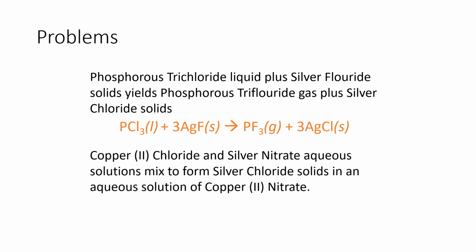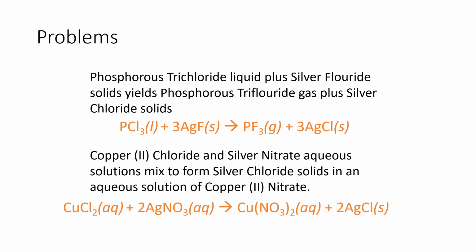So the second one, copper 2 chloride. All right, copper 2 means it's Cu2+, chloride 1-, so the formula is going to be CuCl2. Silver nitrate. Silver's Ag+, nitrate is NO3-, so AgNO3. Both of those are aqueous. They form silver chloride, which we know from above is AgCl as a solid, plus copper 2 nitrate, which would be Cu and then 2 NO3s.